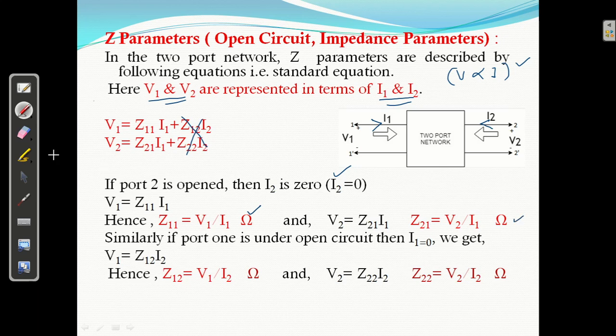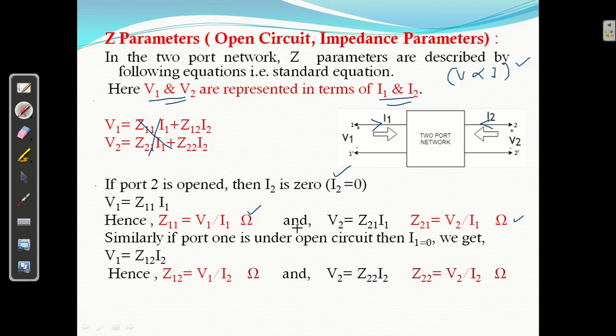Similarly, if port 1 is open, I1 will become 0. That term will be 0. So you will get Z12 as V1 upon I2, and Z22 as V2 upon I2. The unit will be ohms. So Z11, Z12, Z21, Z22 you will get.